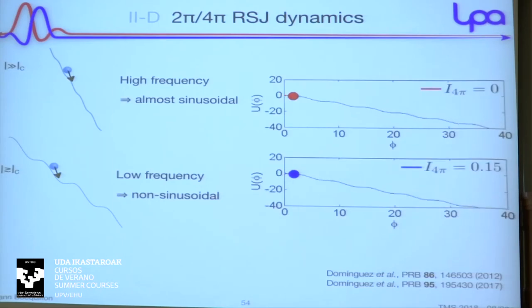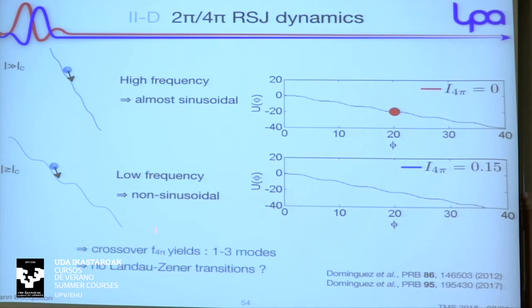So let me try to illustrate this with the simulation again. This is adding only 15% of 4-pi periodic current, and you see that this is enough to have Shapiro steps that evolve twice as fast, which means that for the same range of parameters, you have destabilized the first Shapiro step, which corresponds to this situation, but stabilized the 4-pi periodic one, so the n equals 2 step. So this is our explanation for why you should look for 4-pi periodicity only, or mostly, at low frequency.